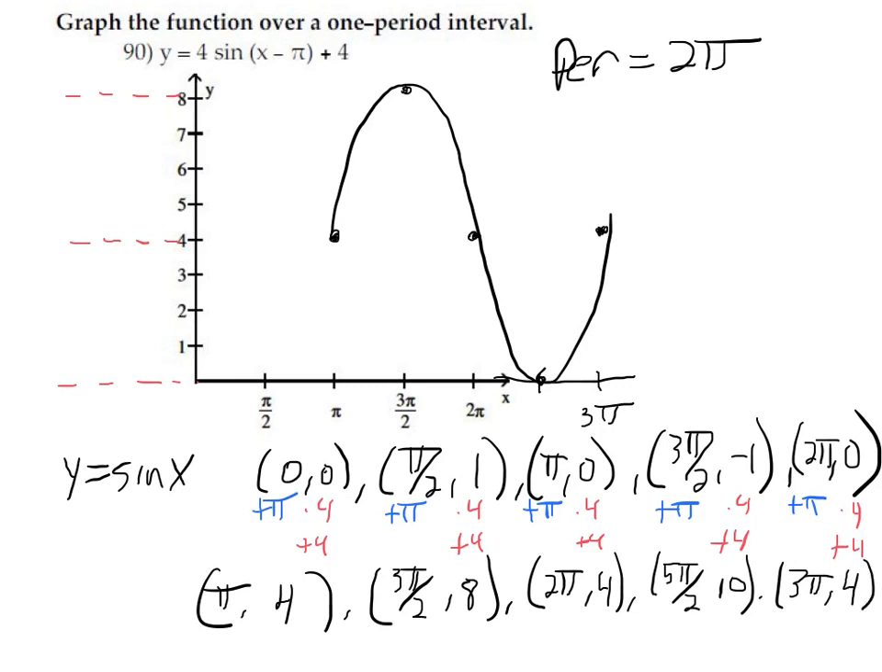Now what these points are exactly: pi comma 4, 3 pi halves comma 8, 2 pi comma 4, 5 pi halves comma 0, and 3 pi comma 4. That is a different approach to being able to graph these functions. It's a great way to go, and I like to have more than one method to graph, so that if one causes trouble you can fall back on another, or you can use the second approach to verify your answer to make sure you got it right.